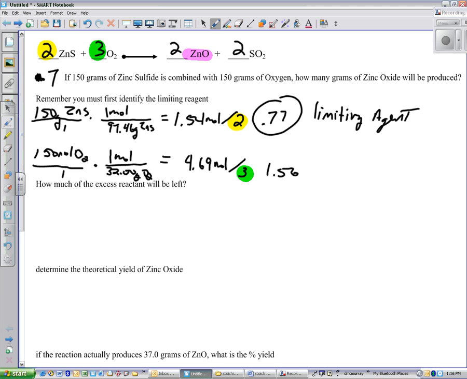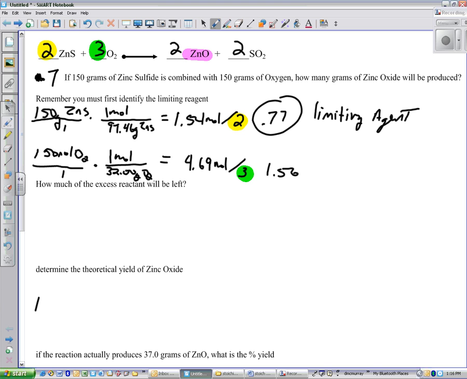Now, that's really important. Remember, I get a point for deciding what the limiting agent is. I get 2 points for each conversion factor, and I get a point for my mathematics. So 6 total points credit for finding the limiting agent. That limiting agent is what we're going to use to find our theoretical yield down the bottom here.